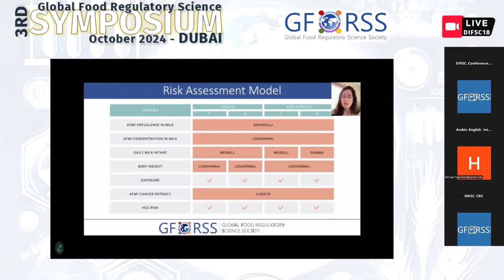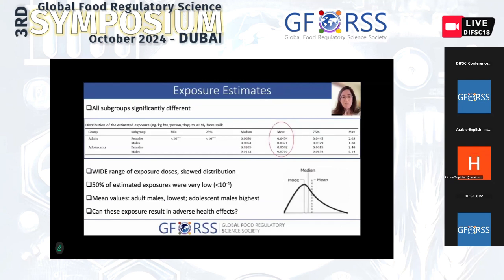Okay, so then we calculate exposure for each group, each of the subpopulation groups, using the common AFM1 cancer potency that we just described before, and then we reach our HCC estimates. That was a quick overview of the model. Let's go straight to the results now. We won't go over the computations in this presentation, but you can find all the details in the article, which is open access. So we obtained exposure dose distributions for each population subgroup.